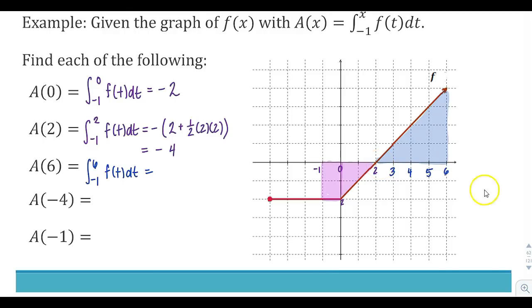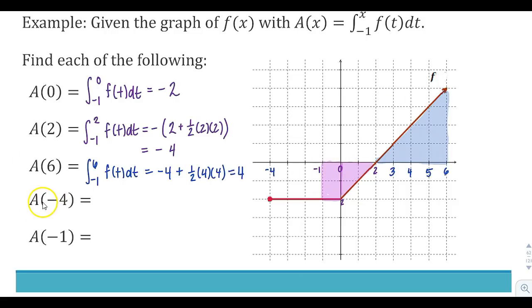We already have that this whole region is -4 and this whole region is going to be positive. So I have -4 plus, now the base of this triangle is 4 units across and the height is 4 units up. So I have 1/2 base times height. So I have -4 plus 8, so I end up with a total area of +4.